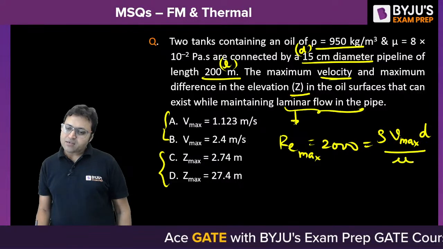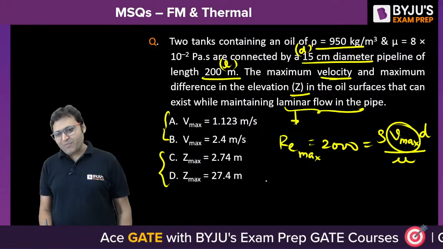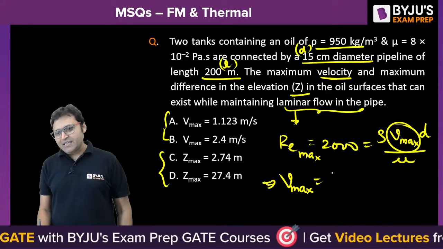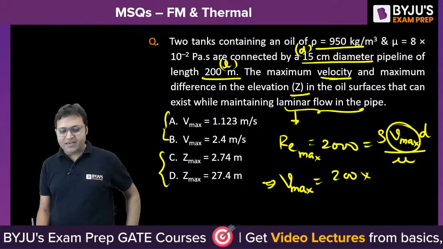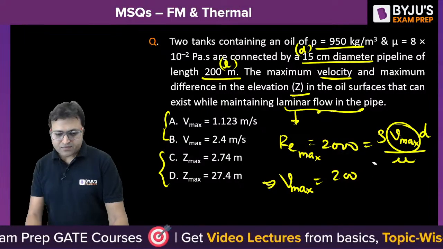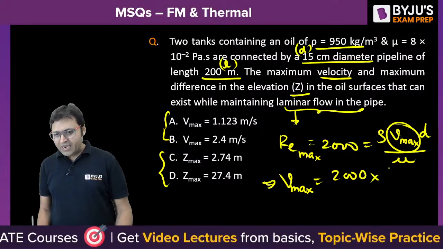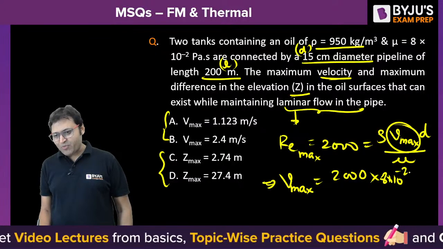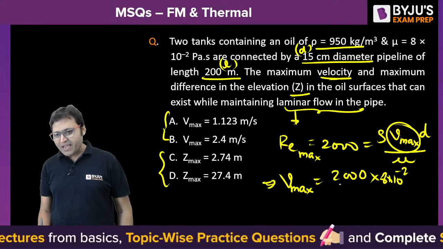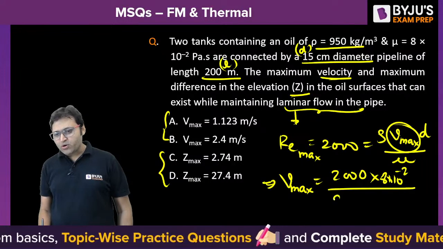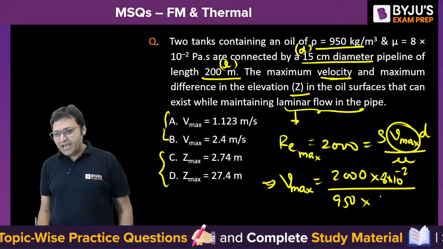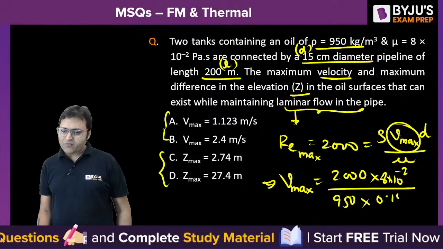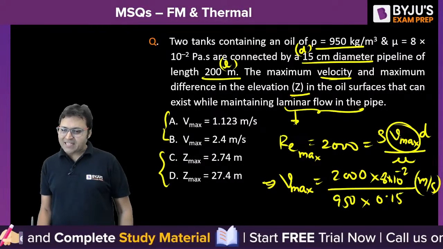So we can find out the maximum velocity from here. What is the maximum velocity? That will be 2000 into viscosity 8 into 10 to the power minus 2, divided by rho 950 into d, diameter 15 centimeter, 0.15 meter. That will be the answer for maximum velocity.